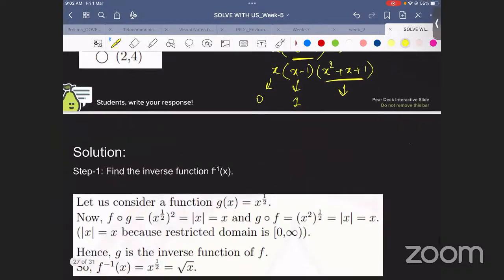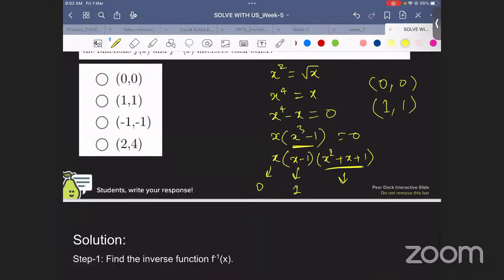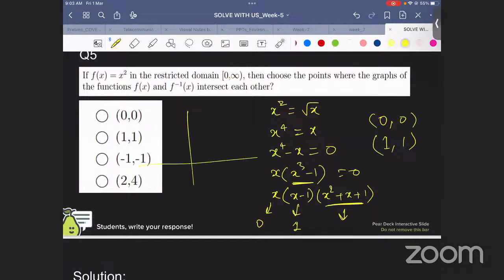Even if you see the plot of x square, how do you plot x square? It is basically like this, because this is from 0 to infinity. And if you see the root of x, that will be going like this. So this is the point 0 comma 0, and this is the point 1 comma 1, where the functions are intersecting. If somebody knows just the basic idea about the plot, he'll be able to get the points.